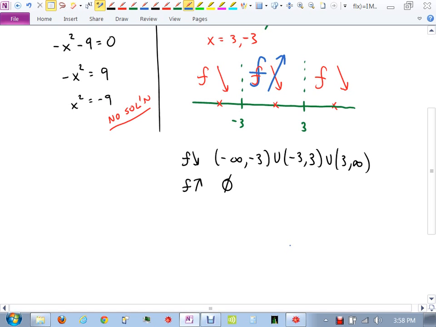Yes, there would be another drawing. If you wanted me to draw both of these, I would have something like this. This would be doing this. This would be doing this. Over here it would be doing this, and then over here it would be doing this. That would be decreasing, increasing, decreasing.